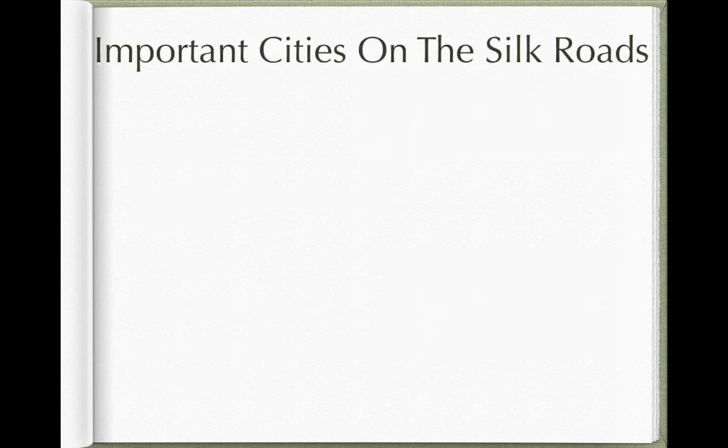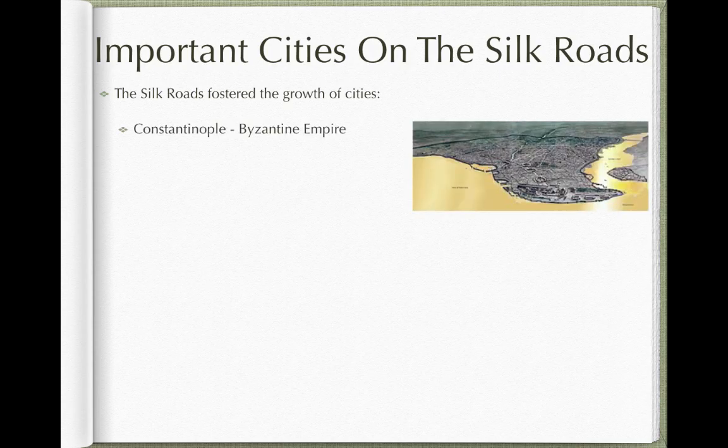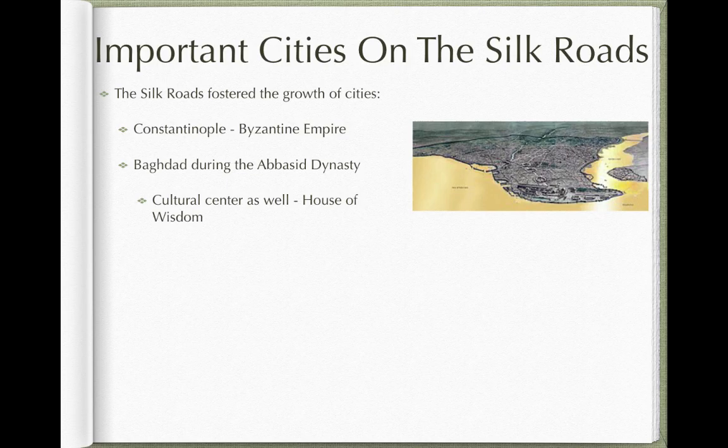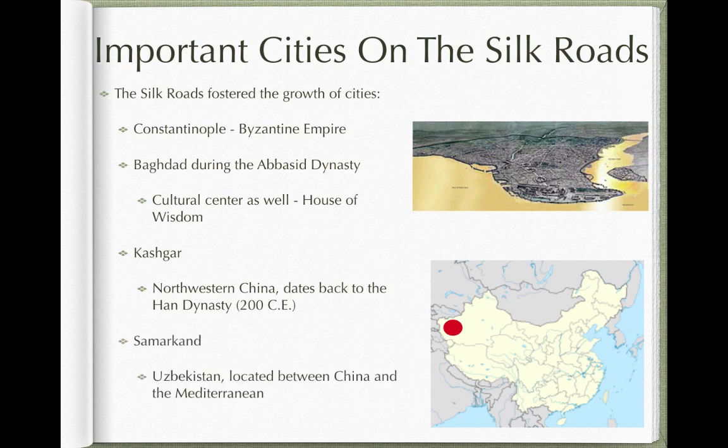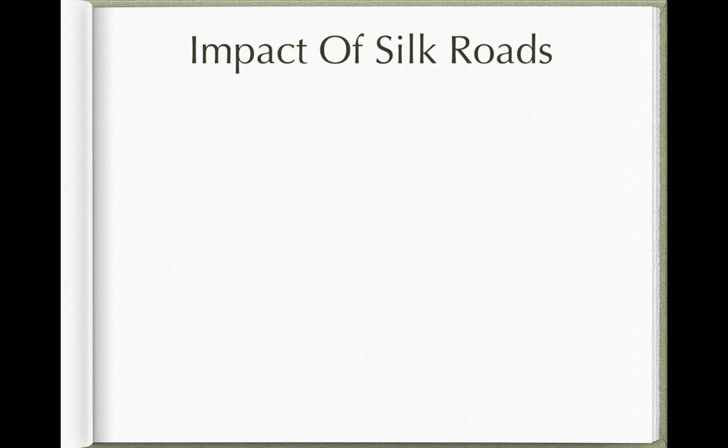Important cities on the Silk Roads you should be familiar with include Constantinople under the Byzantine Empire, Baghdad during the Abbasid dynasty. This was a cultural center as well, as we saw with the House of Wisdom. Kashgar in northwestern China, and this dates back to the Han Dynasty from 200 CE. Samarkand in Uzbekistan was located between China and the Mediterranean, and this was one of the greatest cities of Central Asia. So what is the impact of the Silk Roads?